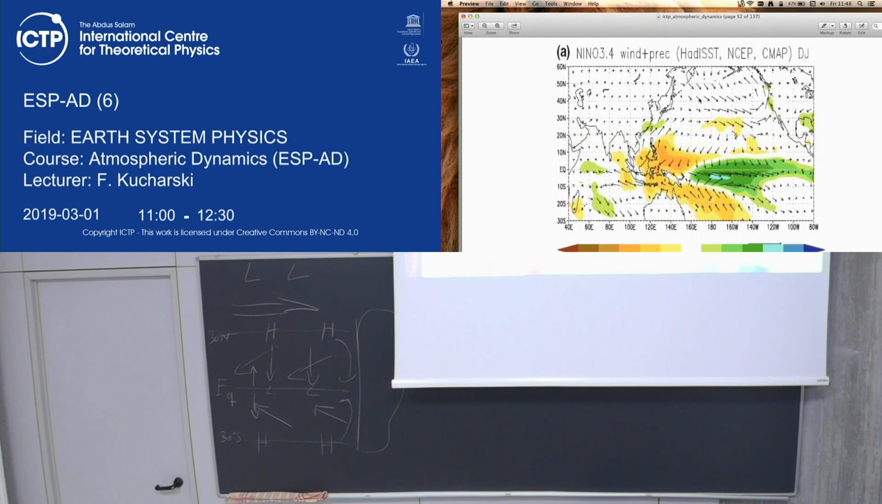And enhanced evaporation will increase the latent heat flux from the ocean surface. So the ocean cools off because we have more latent heat flux. The ocean loses more heat to the atmosphere. That's the reason we see this cooling there.